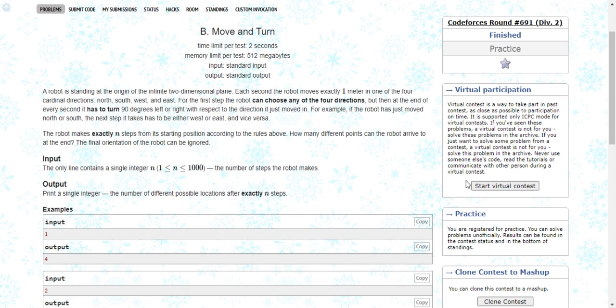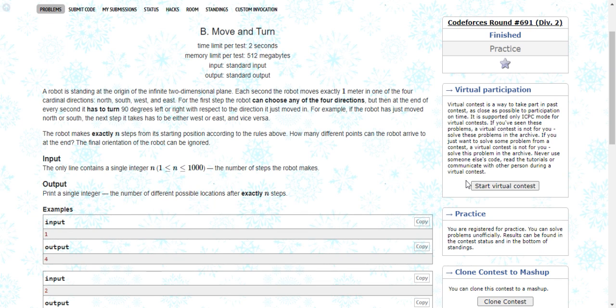A robot is standing at the origin of the infinite two-dimensional plane. Each second the robot moves exactly 1 meter in one of the four cardinal directions: north, south, west and east. For the first step, the robot can choose any of the four directions, but then at the end of every second it has to turn 90 degrees left or right with respect to the direction it just moved in. For example, if the robot has just moved north or south, the next step it takes has to be either west or east, and vice versa.